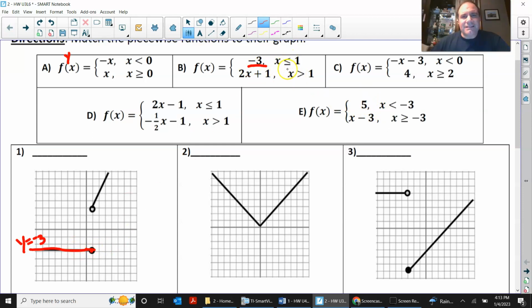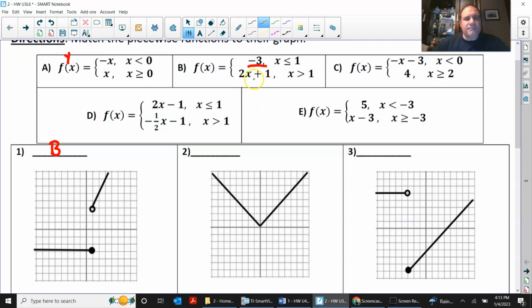X is less than or equal to 1. So here's the 1 on that x-axis. Less than is in that direction right there. B is this right here. I'm not even checking the other one because I'm identifying the horizontal line first. It's the easiest to identify. So I'm going to erase this, and that is B.